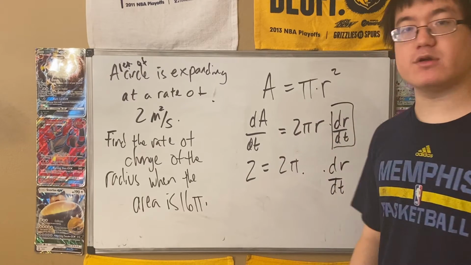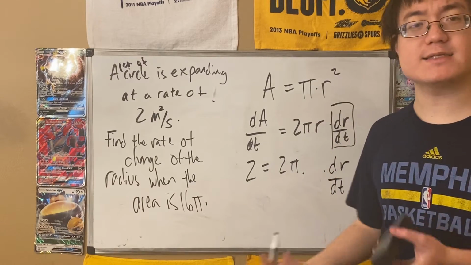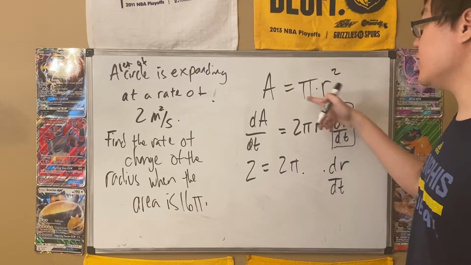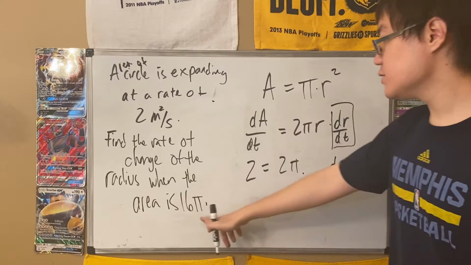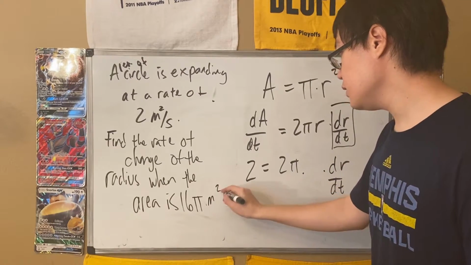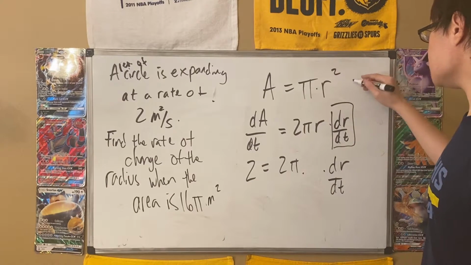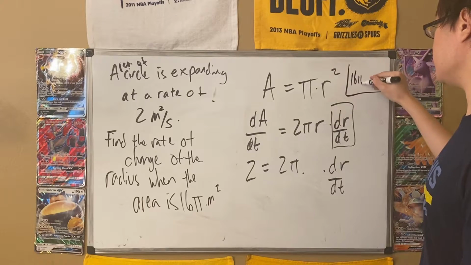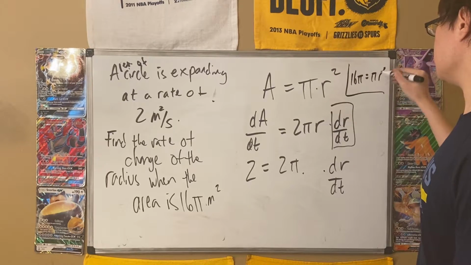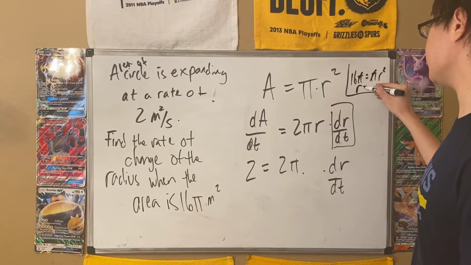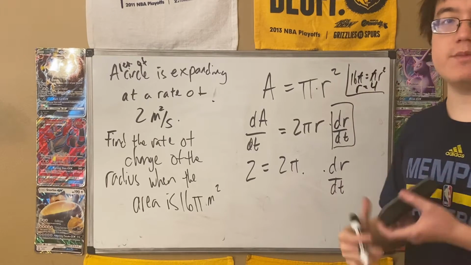I'm not going to be able to plug in anything yet. It looks like we have to find r, and this is where our last step comes in. Usually we have to solve for one last given, and that one last given is given by the original. So if our area is 16 pi, we can put units on here if you want, meters squared. Then we can use that to find our radius. So we have 16 pi equals pi r squared. The pi's are going to cancel, and then when you take the square root, because radiuses have to be positive, our radius is going to be 4.